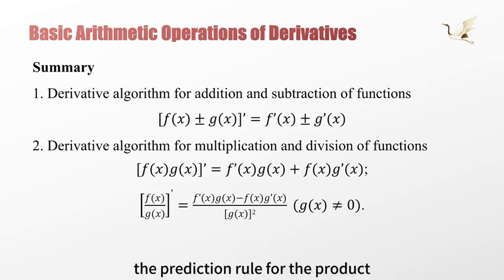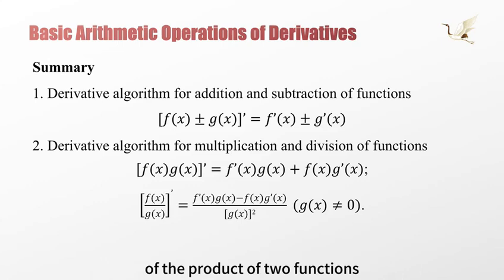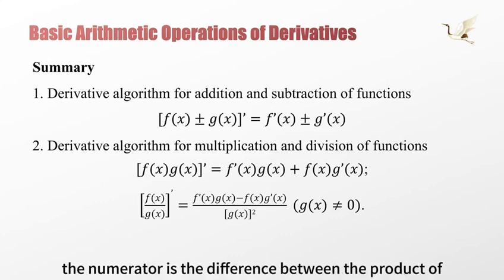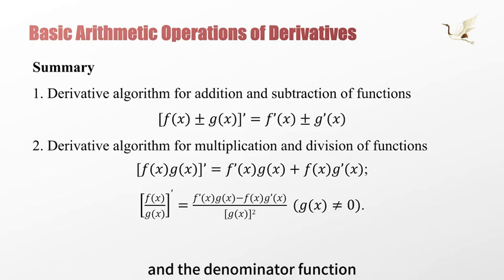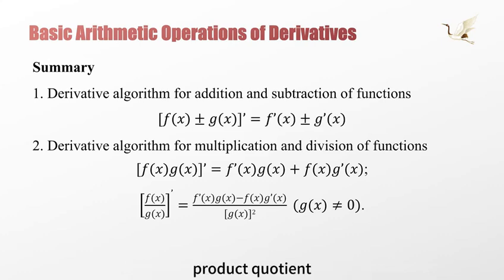The derivative rule for the product and quotient of functions is slightly more complex. Let's first look at the derivative of the product of two functions, which is equal to the sum of the derivative of the first function times the second function and the first function times the derivative of the second. The derivative structure of the quotient of two functions is more complex, with the denominator being the square of the original denominator function. The numerator is the difference between the product of the derivative of the original numerator function and the denominator function, and the product of the derivative of the denominator function and the numerator function. Special attention should be paid to distinguishing the derivative formulas of the product and the quotient, because the numerator of the quotient's derivative is somewhat similar to the product's derivative, with the difference being the sign.